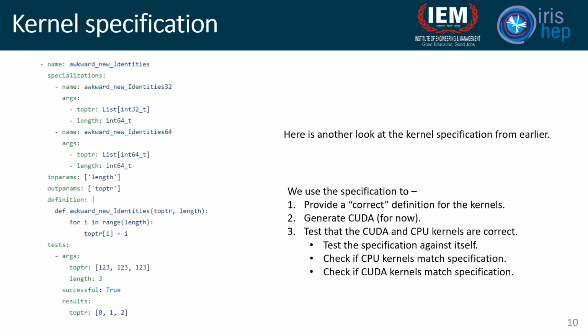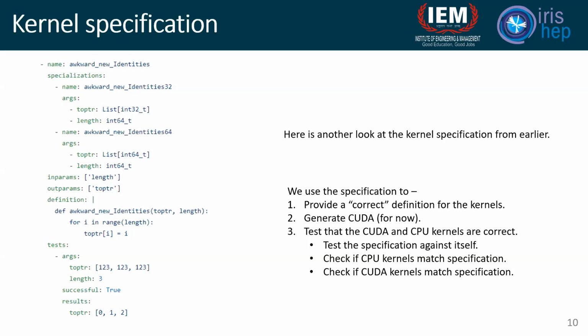Now you might take a closer look at it. You can see that in the beginning we have the name of the kernel, followed by the names of the function specializations, the types of the parameters of these function specializations, the input parameters, the output parameters, the generated Python, as well as the tests.